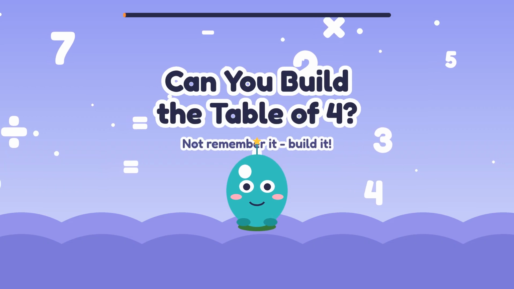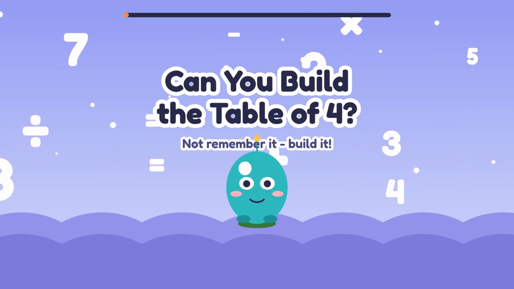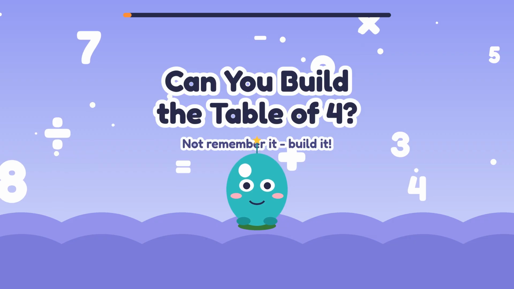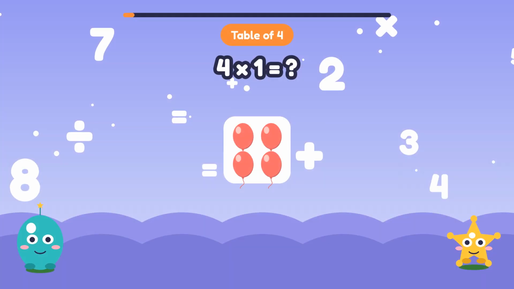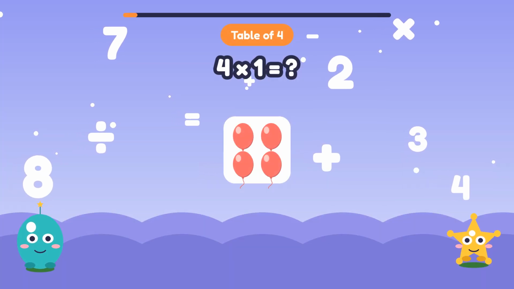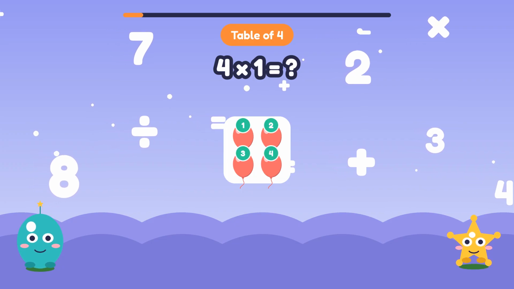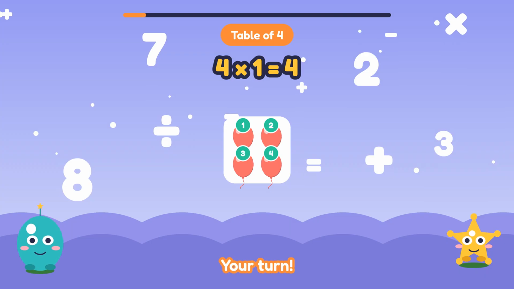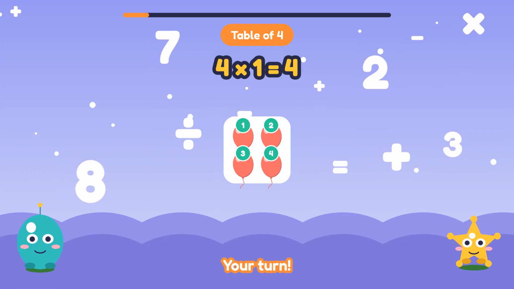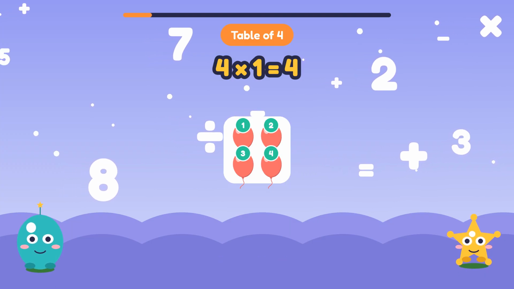Today we are going to build a table of 4. Not remember it, build it. Here is one group of 4 balloons. 1, 2, 3, 4. Can you say it? 4 times 1 is 4.